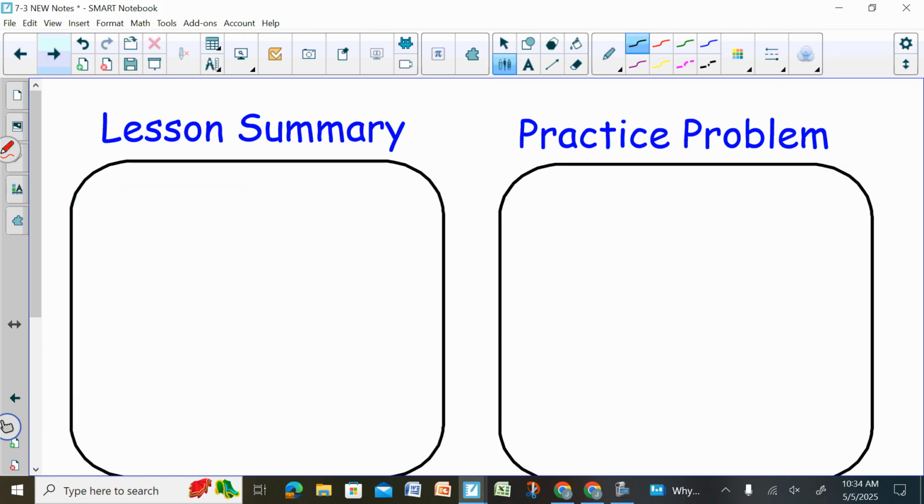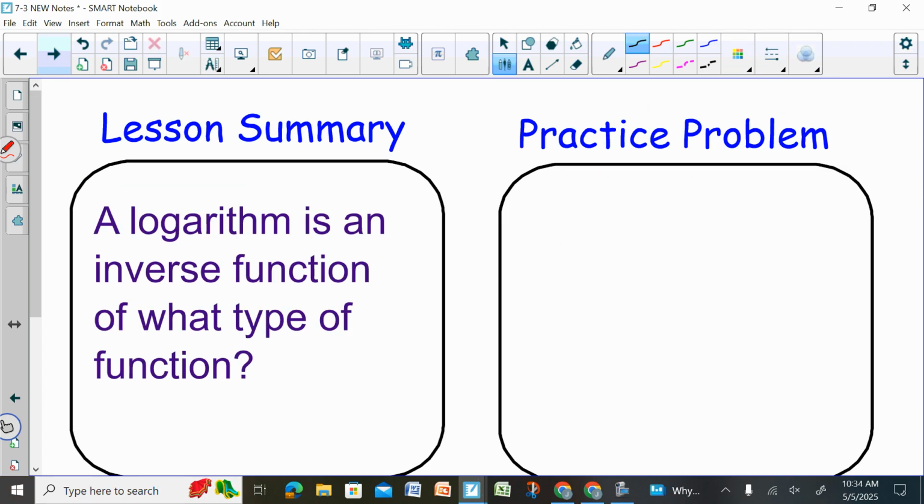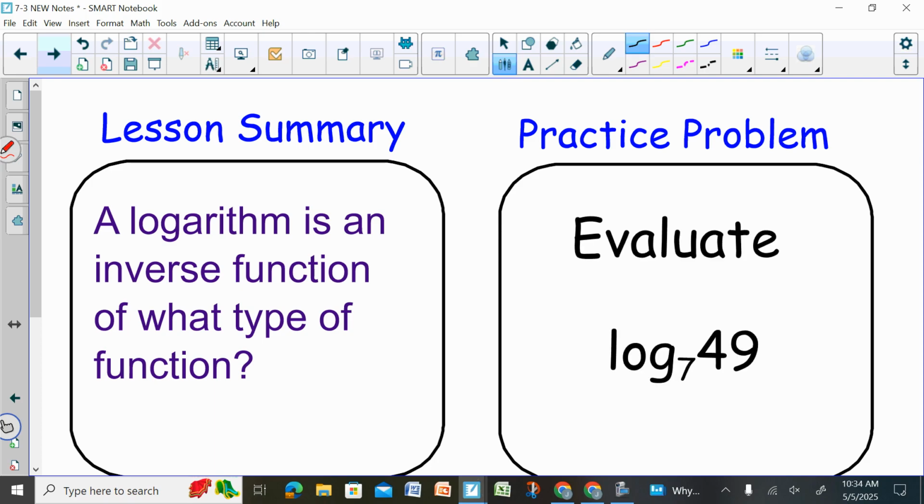Here's your lesson summary, maybe. A log is an inverse function of what type of function? And I need you to evaluate that, showing work or not showing work, just making the connection between those two numbers.